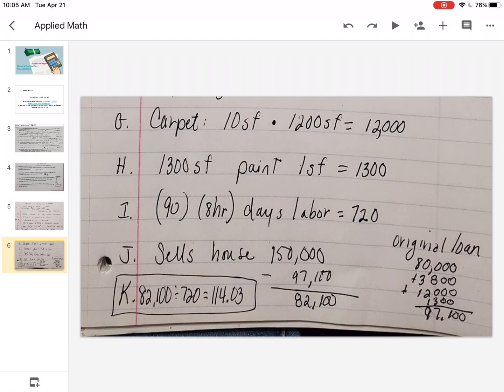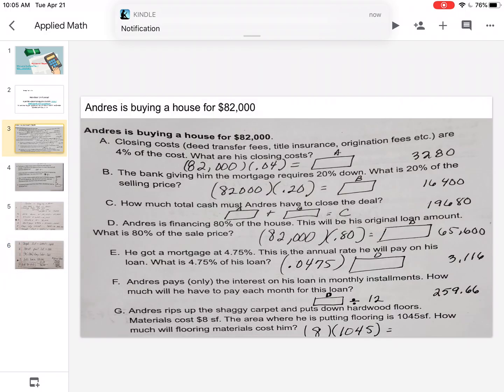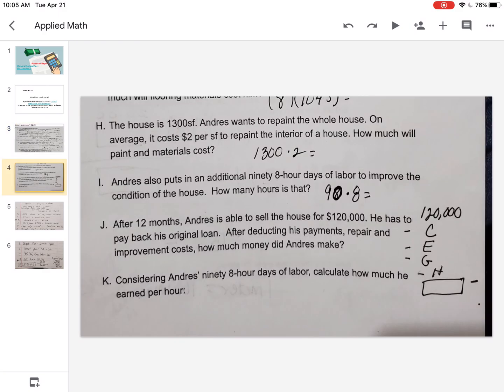That's a big gain. On K, they want to know about his labor of 720 hours on I. So if he made 82,100, we divide that by 720, and we get 114.03. That's how much he made per hour. So go back through these if you need to, and you can look at how these are set up.